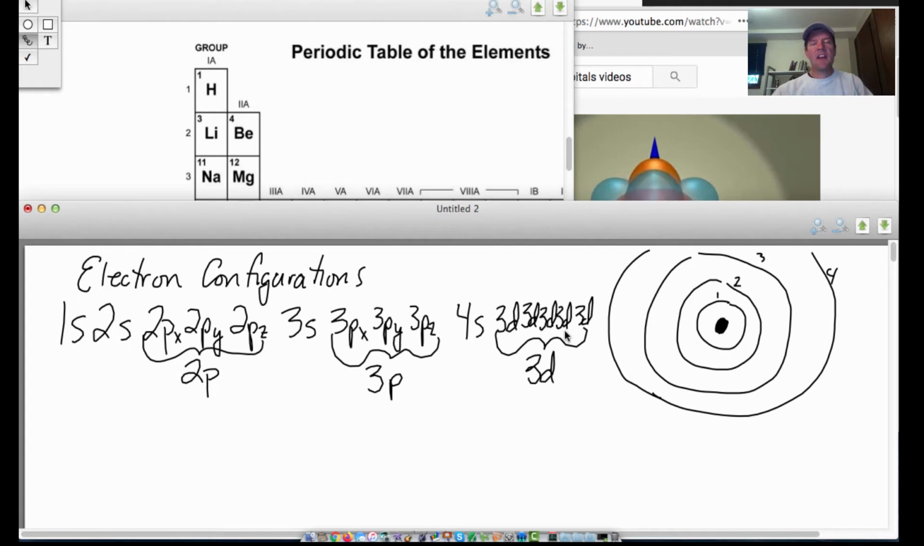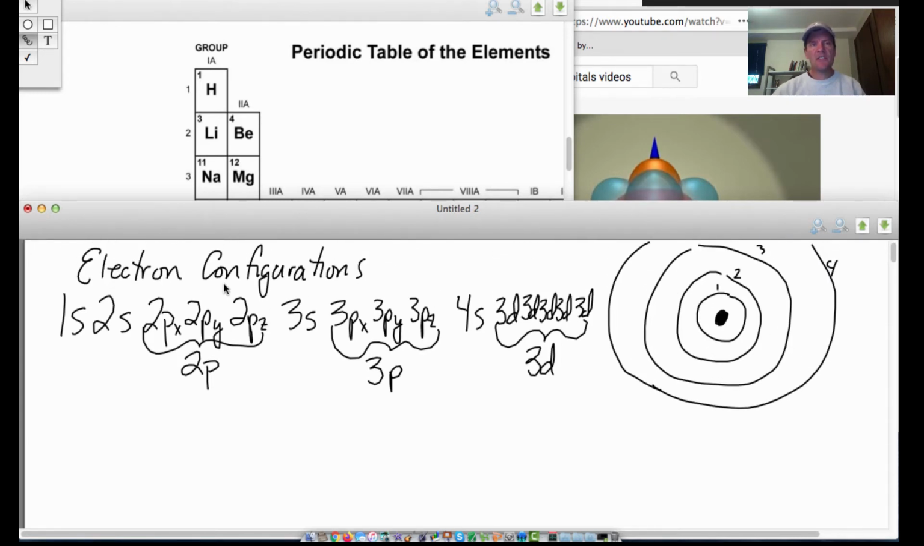So we have these different areas where electrons hang out. Different energy levels, and within those energy levels, these shapes, or orbitals, increase as you move further and further from the nucleus. Okay? Now, let's do this.